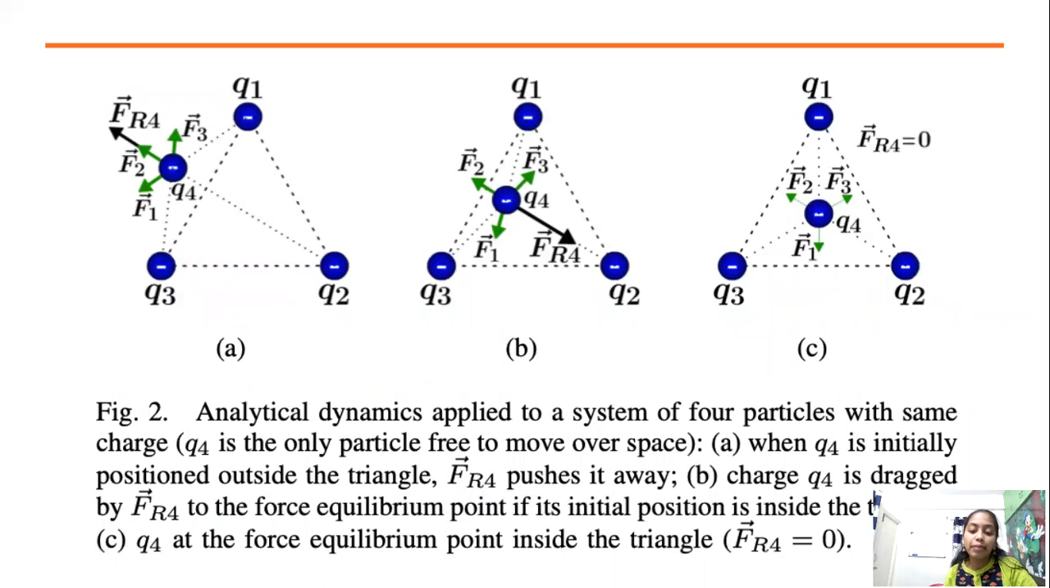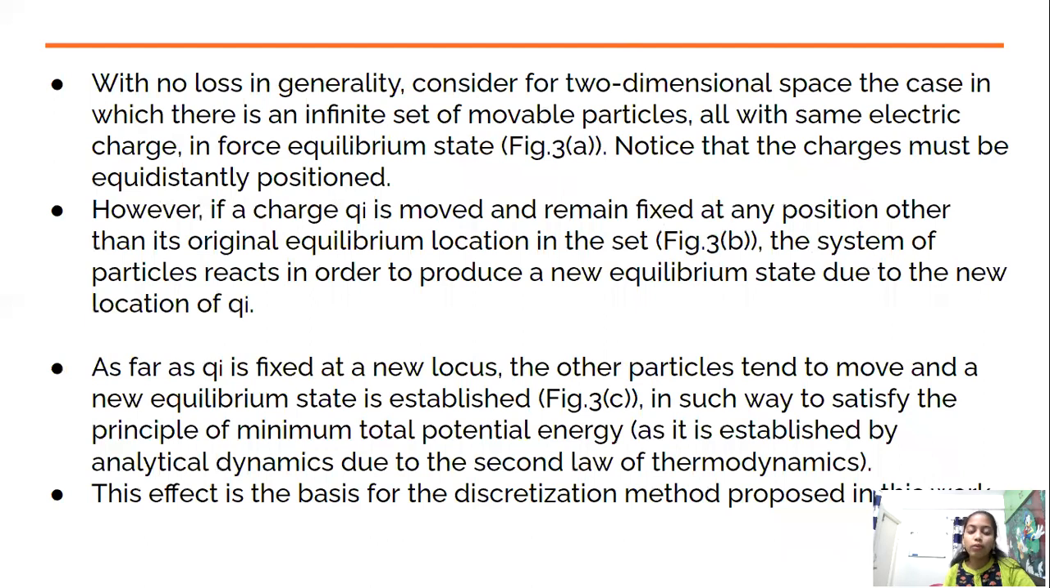Figure 2, analytic dynamics applied to a system of four particles with the same charge. Q4 is the only particle free to move over space. Without loss of generality, construct this two-dimensional space, the case in which there is an infinite set of movable particles, all with the same electric charge, in force equilibrium state. Notice that the charges must be equivalently positioned.